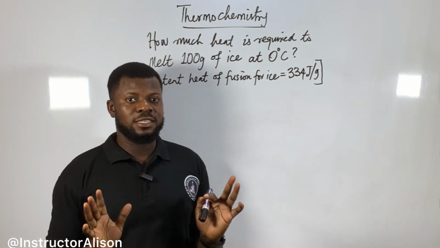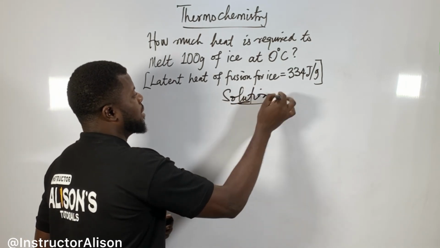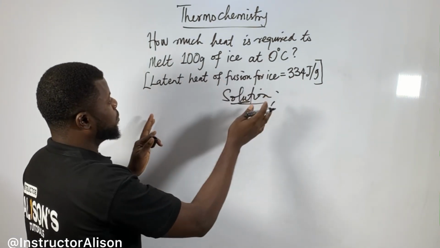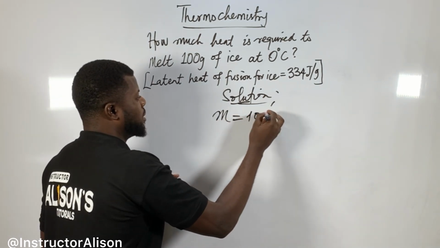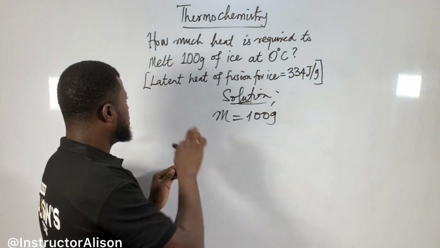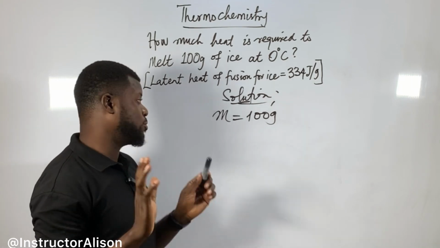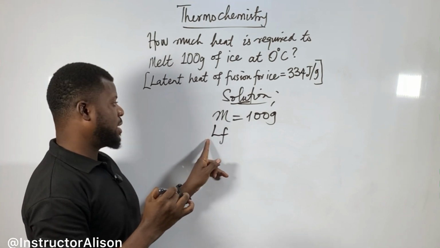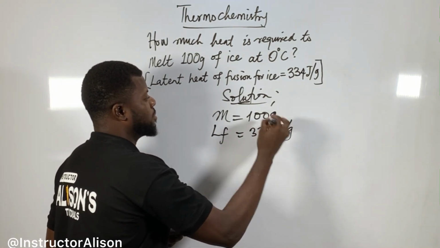Now I have explained the necessary parameters. How do I solve it? Firstly, bring out the parameters, as I taught you in physics. You bring out the parameters given to you. You see they gave you mass, 100 gram. Do not change it to kilogram, it is not necessary. Remember the latent heat of fusion is given in joule per gram, so you don't need kilogram. Using short form, latent heat of fusion equals 334 joule per gram.